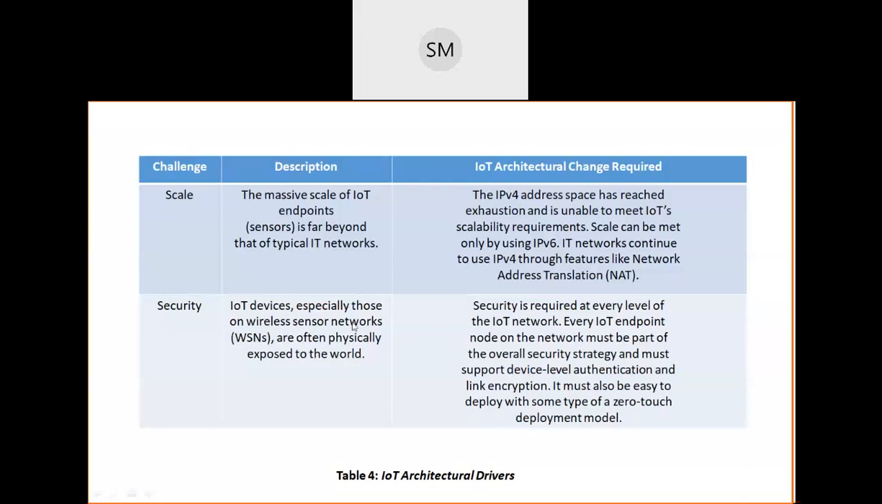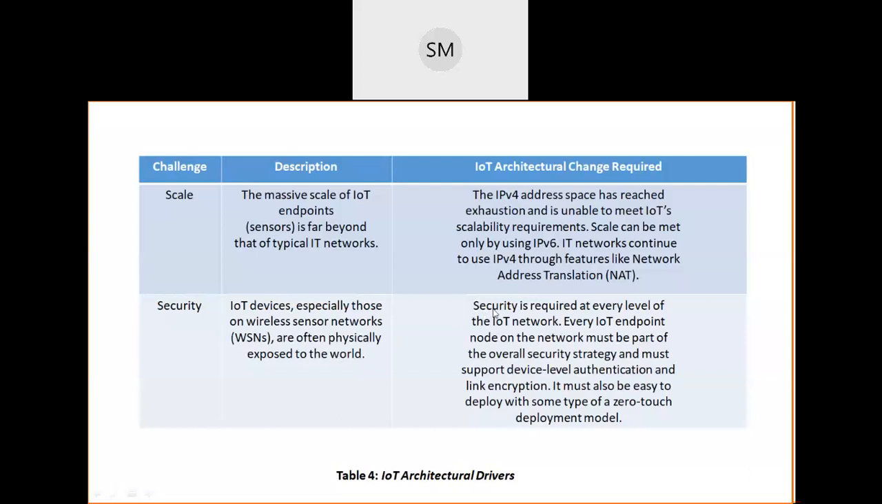IoT devices, especially those on wireless sensor networks, are often physically exposed to the world. So one disadvantage or challenge of IoT is that devices are directly physically exposed, with little security. Of course, I already discussed this in the previous class. However, the number of devices keeps increasing, the size of the network also increases, and so does the challenge of providing security to all the devices. So what does IoT require right now?